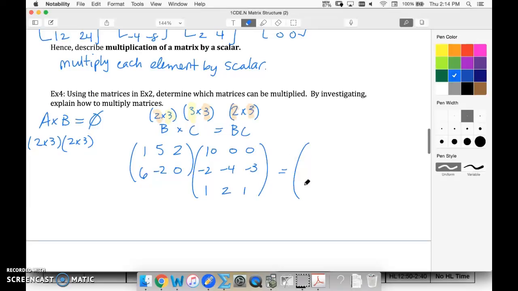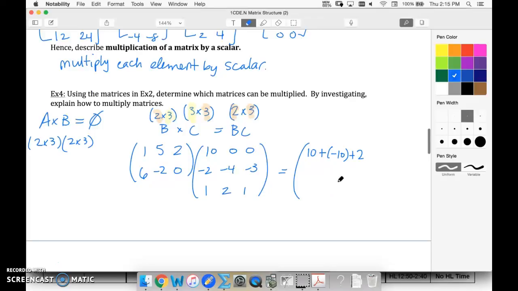So my first element here is going to be made up of row 1, column 1. And the way that I find this is I find the sum of the individual products. So 1 times 10, so I'm going to write this out, that's going to be 10, plus 5 times negative 2 is negative 10, and then 2 times 1 is 2. So I'm going to sum all these up to find my elements. So this first element obviously is going to be 2.